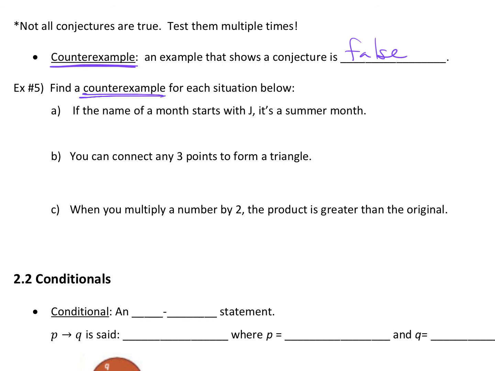We're going to find a situation where the thing we're talking about is false. Give a scenario, it's just like a one-word answer. So this first one says, if the name of a month starts with J, it's a summer month. False. Why? Because January, right? So your counterexample is January, right? You're just looking for something that doesn't make this last part true. So we do want it to start with J, but we don't want it to be in the summer. Okay, so the first part should be true. The second part should be false.